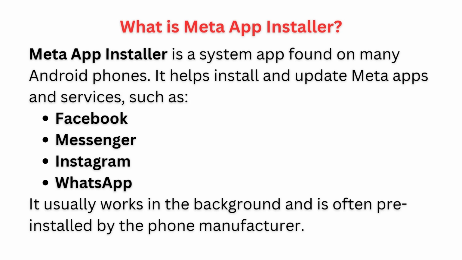MetaApp Installer is a system app found on many Android phones. It helps install and update Meta apps and services such as Facebook, Messenger, Instagram, WhatsApp. It usually works in the background and is often pre-installed by the phone manufacturer.